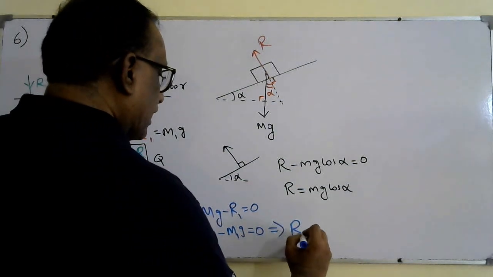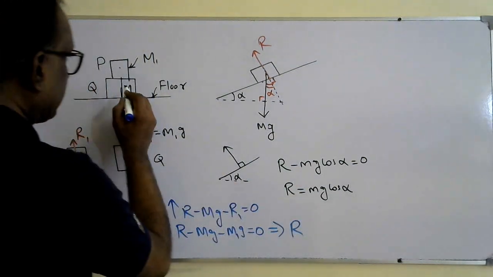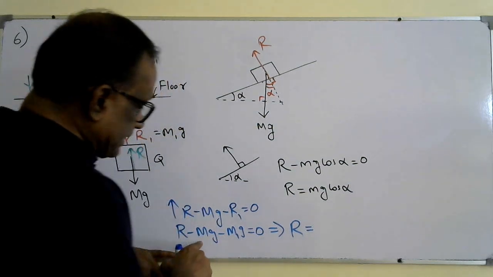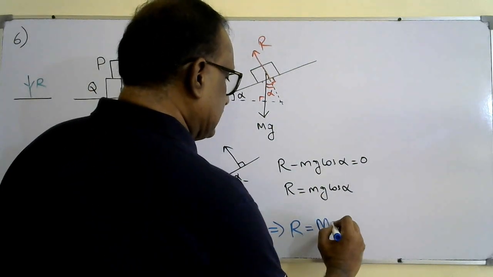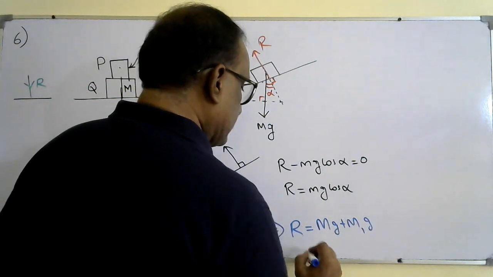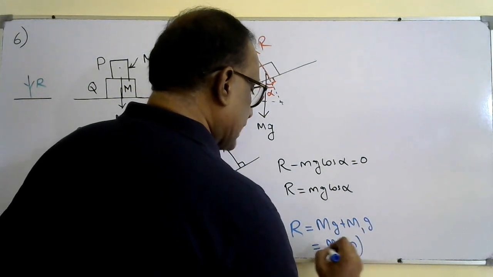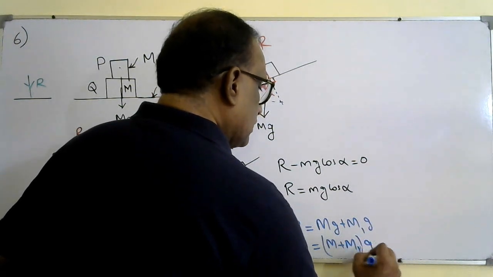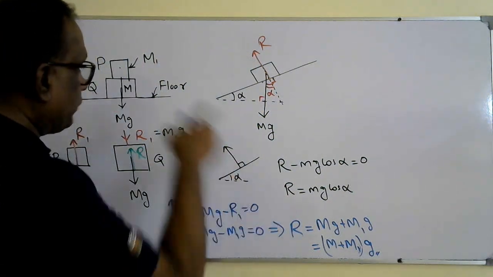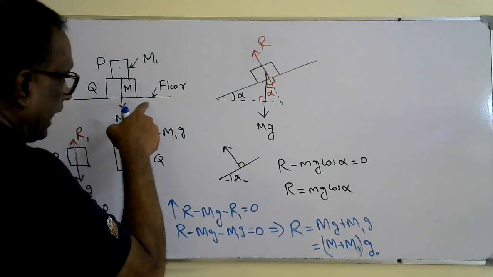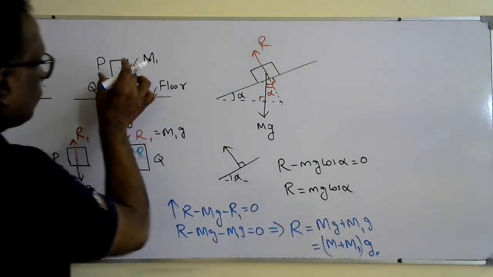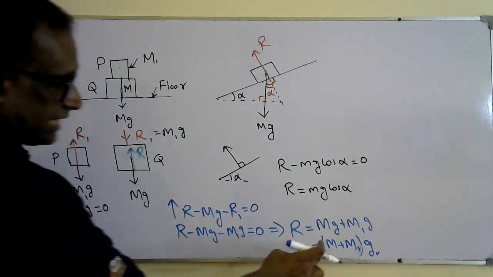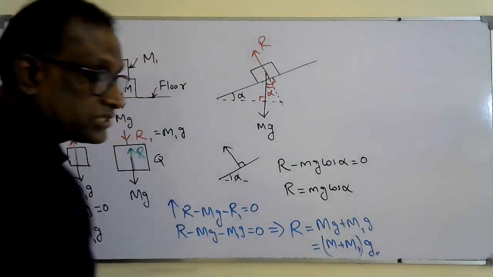From this I can say R, that is the contact force between Q and the floor, taking minus mg minus M1G to the right, becomes mg plus M1G, that is (M plus M1)g. See, how you can see the contact force between the box Q and the floor has increased. Earlier, when only Q was there, the contact force, the normal reaction, was capital Mg. Now it has become (M plus M1)g. So the contact force changes.